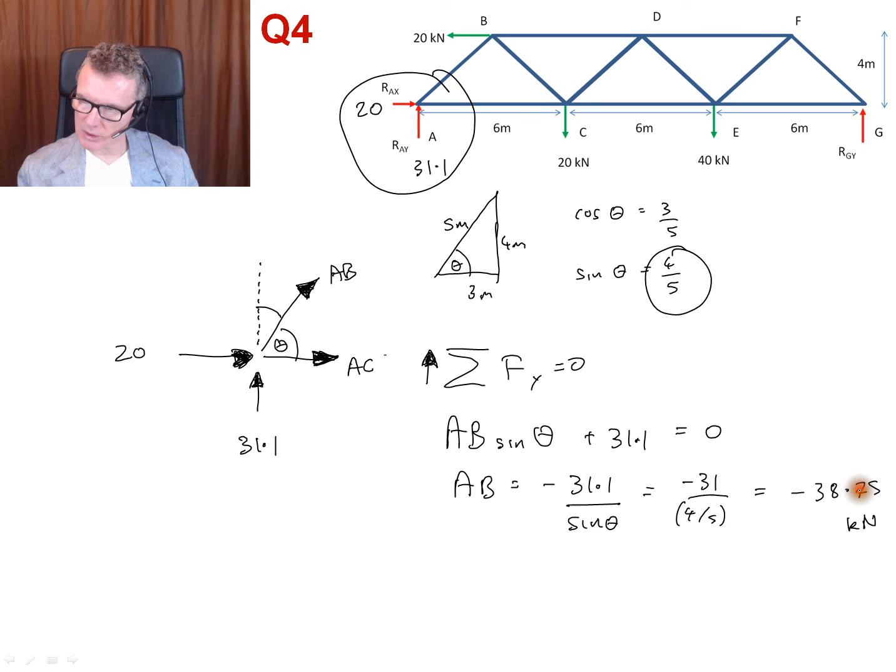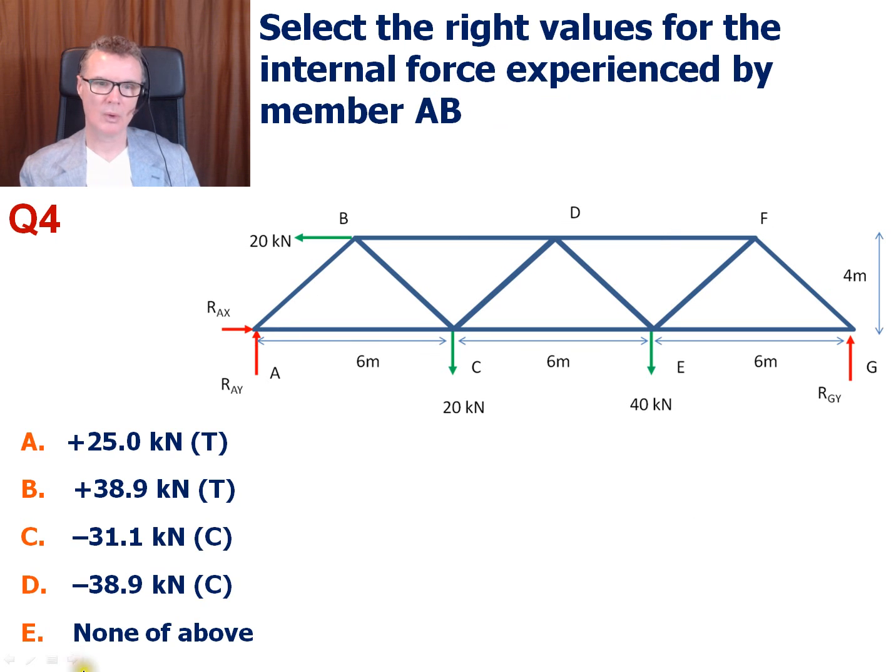Okay, so that gives me minus 38.8888, which I'll round up. So that gives me a 9. So yeah, be careful. I don't want truncation errors particularly. I can see I've got a minus 38.9 there, and because it's a minus, I know it's in compression. So I'm going to choose D. Hopefully you chose the same as me.